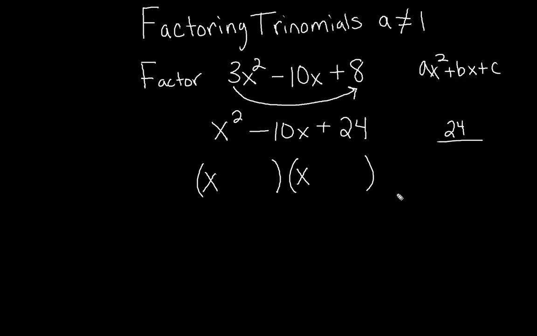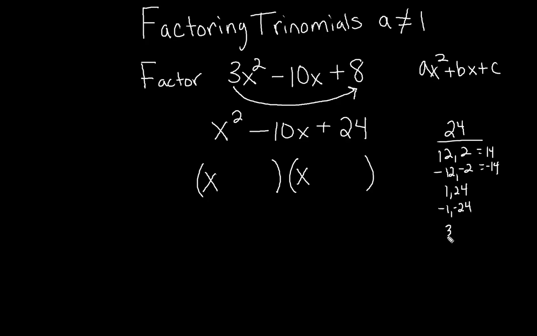Factors of 24: we can have 12 and 2. We can have negative 12 and negative 2. Remember, a negative times a negative is a positive. Do either one of these add to negative 10? Well, no, this adds to 14. This adds to negative 14, so that's not it. What are other factors of 24? Well, we have 1 and 24. And we can also do negative 1 and negative 24. Well, that's not doing it for us either.